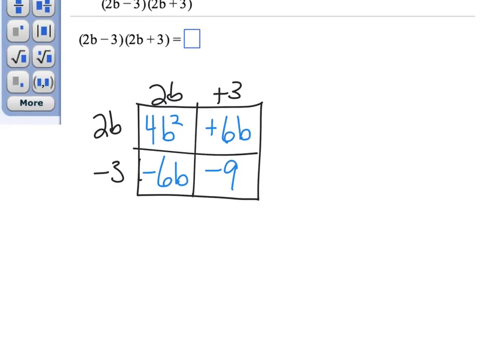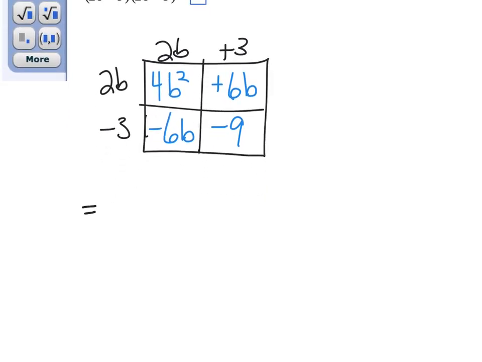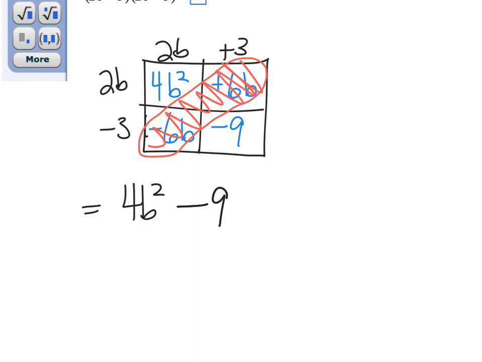And so now we're ready to combine our like terms. Well, the 4b squared has no like term, so we're just going to copy him down. Here's some like terms, and they cancel each other out. Negative 6 plus 6, they cancel each other out. So we're left with a minus 9. So you've got 4b squared minus 9.